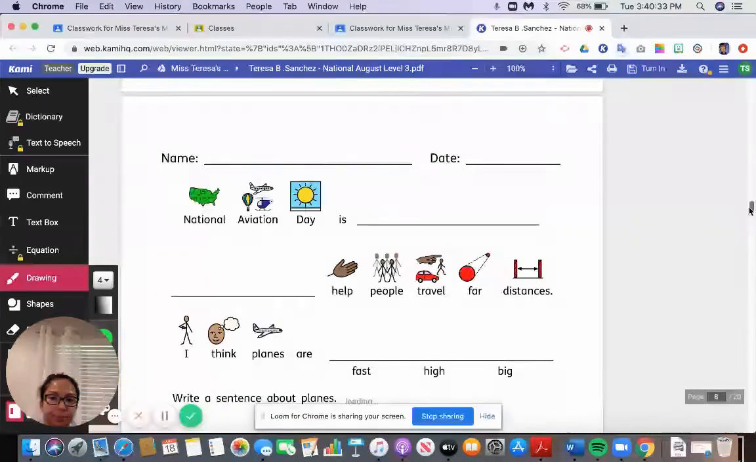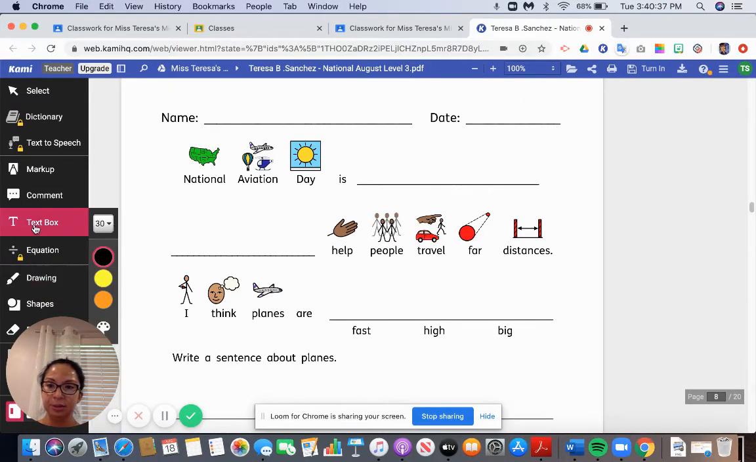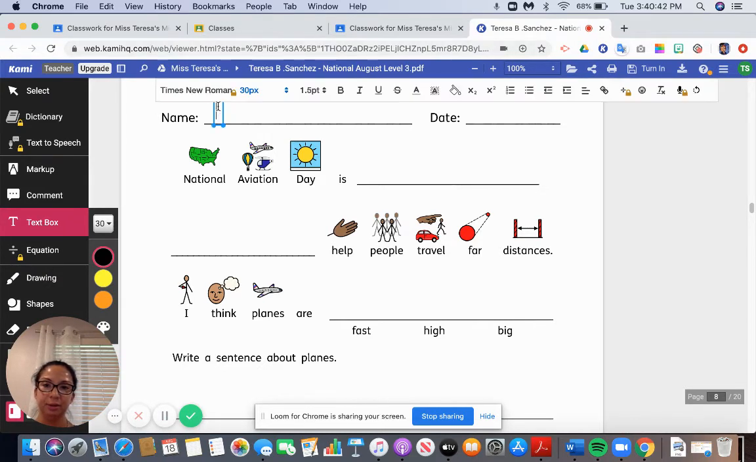Okay, so here I am going to do mine as a student. And I am doing level 3 because I can type and write in here. But if you want to circle or trace or copy, you can do that. So you would write your name. I will write my own name since I'm doing this. Teresa.